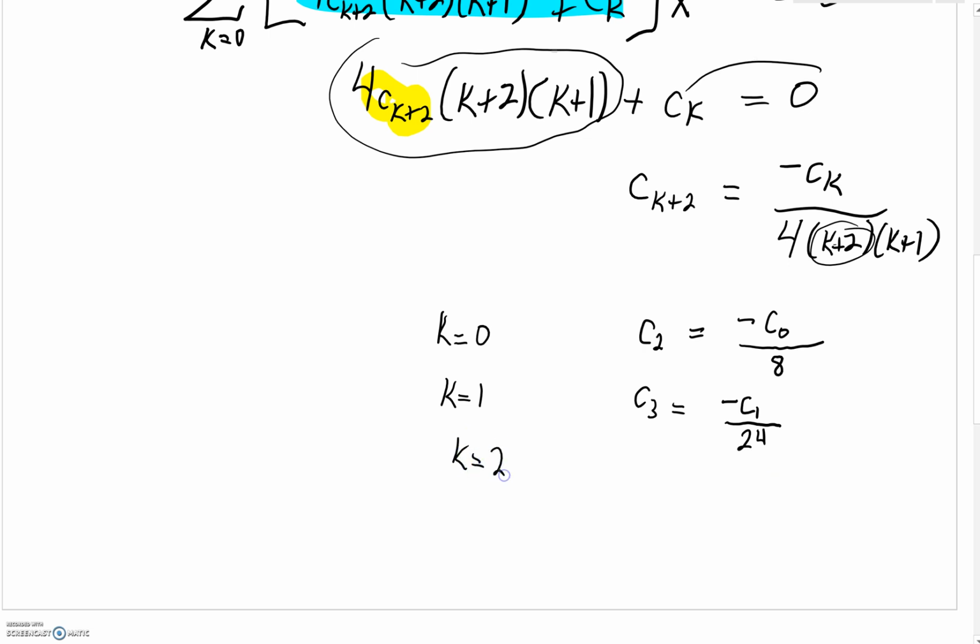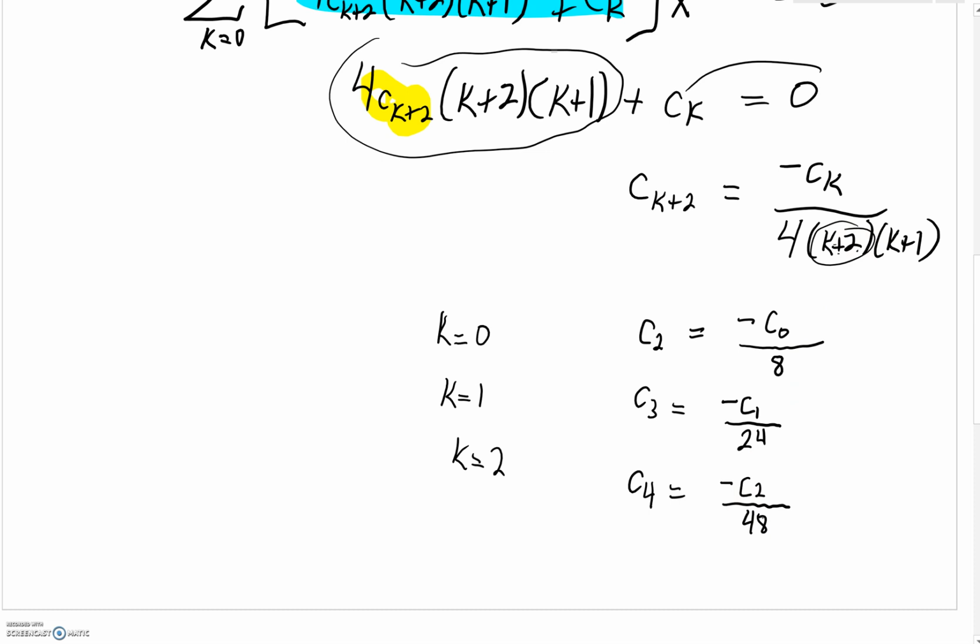Let's see what happens with k equals 2. With k equals 2, you'd have c sub 4, right? And then up here, we're going to have negative c sub 2. And down below, 2 plus 2 in this parenthesis is a 4. 2 plus 1 is a 3. And a 4 times 4 is 16. 16 times 3 is 48.